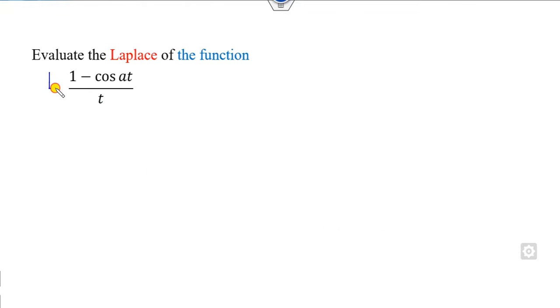Look at this another one. Again, your target is to evaluate this one. So I can write this as the integral from s to infinity of Laplace of (1 minus cos at)/t ds. Before that you have to check whether the limit as t approaches 0 of this quantity exists or not.